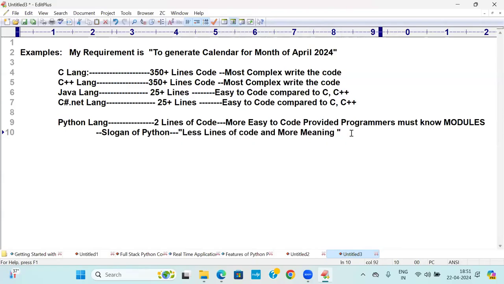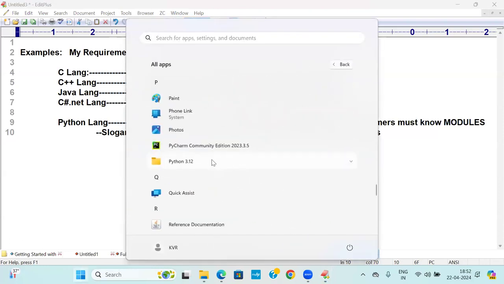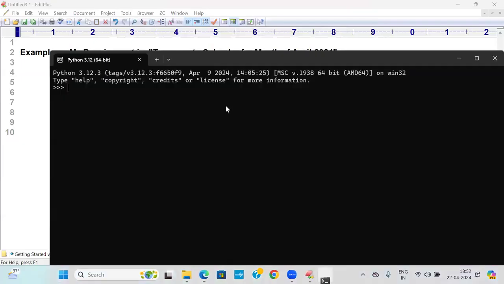Sir, what is the beauty behind this slogan? The beauty behind the slogan is called modules. Dear students, before entering into this module, let me show you these two lines of code. Already I said in the class how to install Python. I go to the start menu, apps, and Python 3.12. I showed the versions also: Python 3.7, 3.8, 3.9, 3.10, 3.11, 3.12. In video number 4 you can listen, and with 3.12 you can open the Python software.